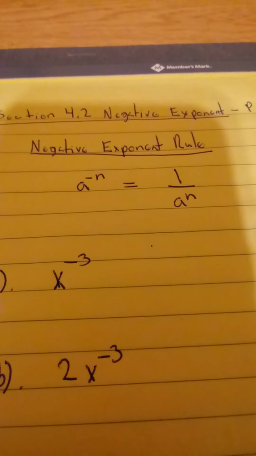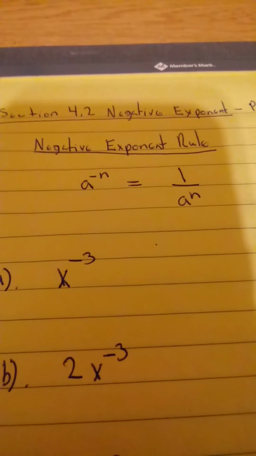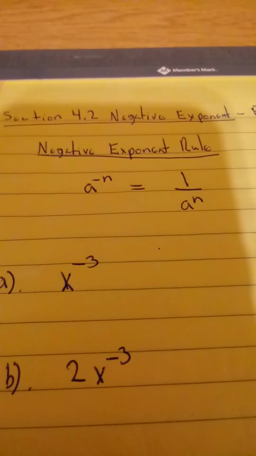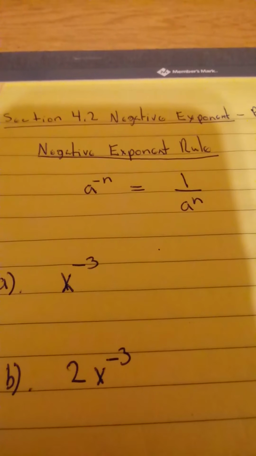Today we're going to go ahead and cover the next section, section 4.2. We're going to cover the negative exponent rule. As I told you before, we cannot have negative exponents, and I'm going to try to keep the videos short, under 5 minutes, due to YouTube limitations.